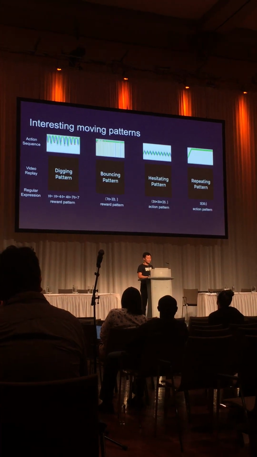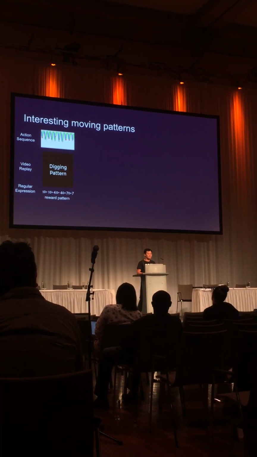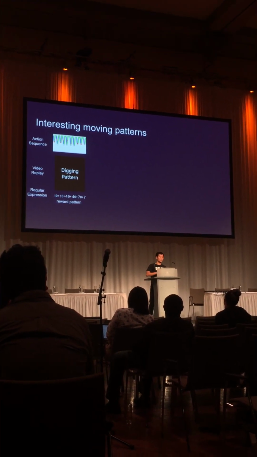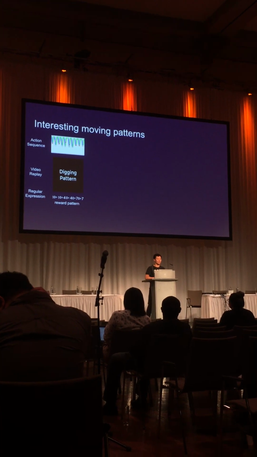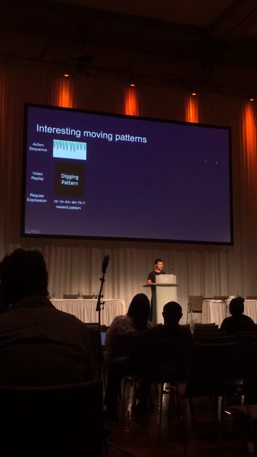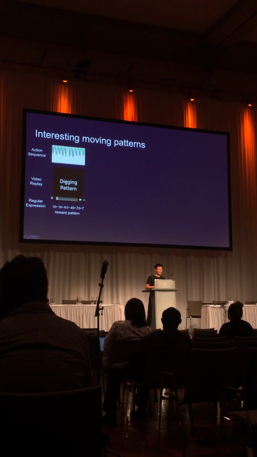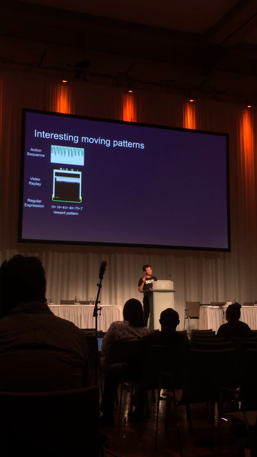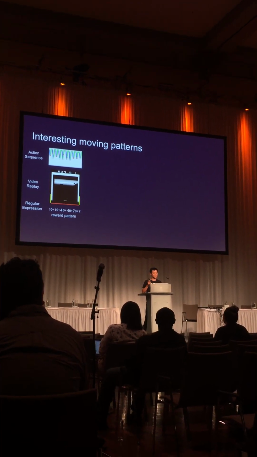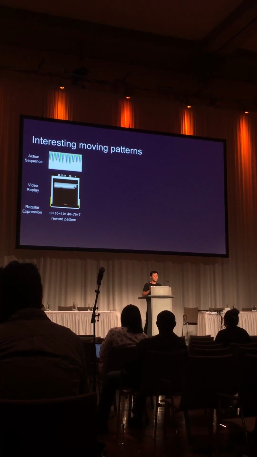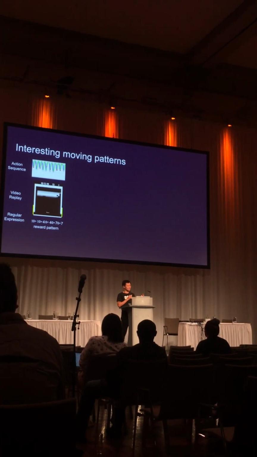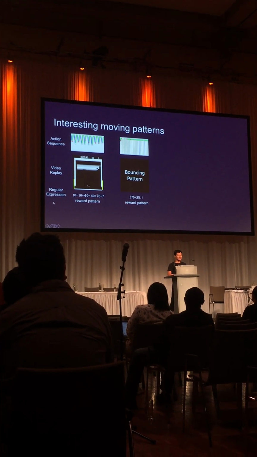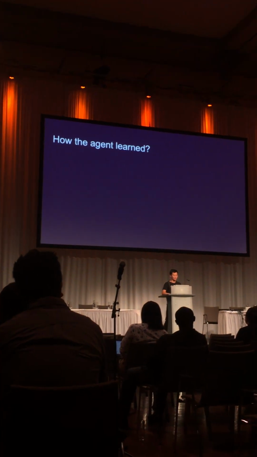The first one is the digging pattern. On the top of the row is the action sequence identified by our approach, and I can play this one. You can see the agent is very smart. It very precisely digs a hole through this, and every time just hits the same spot to dig a tunnel. So what's the purpose of this? The purpose is actually to get more points, right?